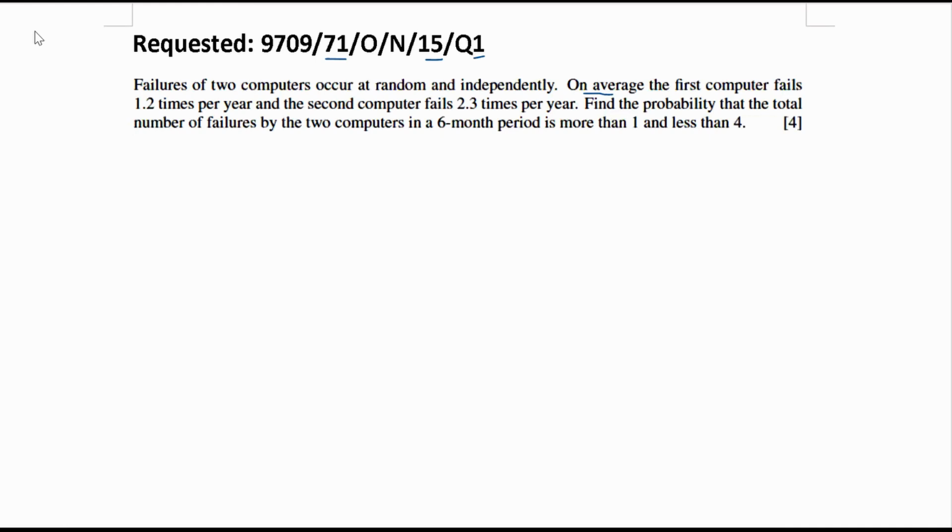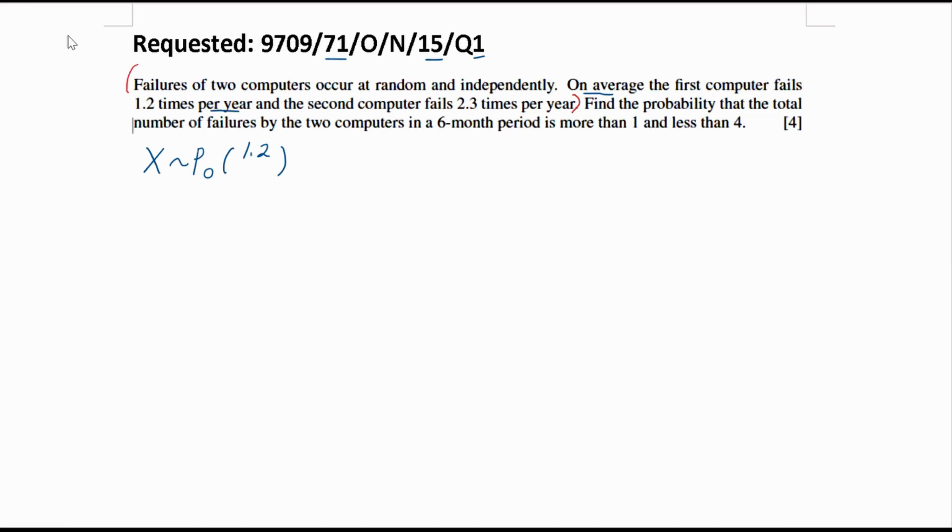All right, when we look at the question, from the first sentence we should be able to identify there are two Poisson distributions here. One Poisson distribution is for the first type of computer, and it has a failure of 1.2 times on average. So that is the constant mean rate, 1.2, and the interval is per year.